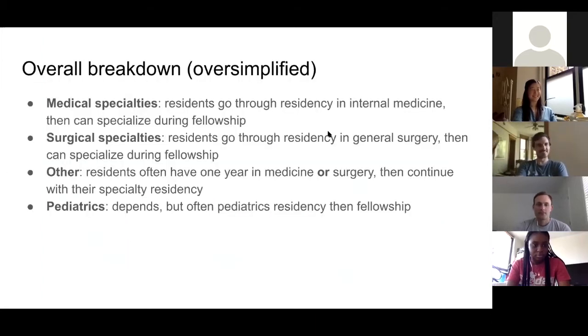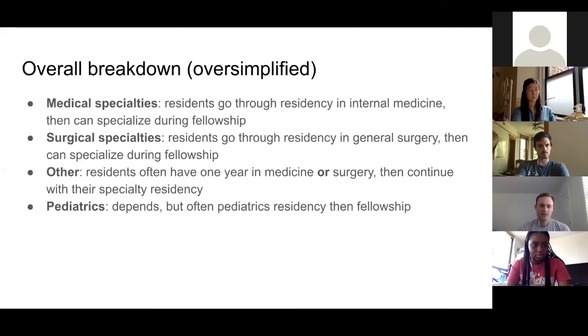All right, so this is my own breakdown of how I think about medical specialties in medicine. And I like to think of them in terms of medical specialties, surgical specialties, other, and pediatrics. So for medical specialties, the residents tend to go through an internal medicine residency, which is somewhere around 3 to 5 years. And then they can further go on to do a fellowship and learn more about a specific field. Surgical specialties, these are people who are going to become surgeons, and they generally, but not always, go through a general surgery residency, which is generally 5 years. And then they can further specialize as well, or can work as a general surgeon.